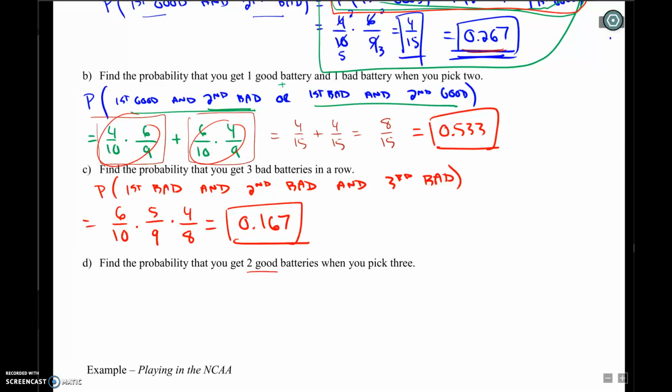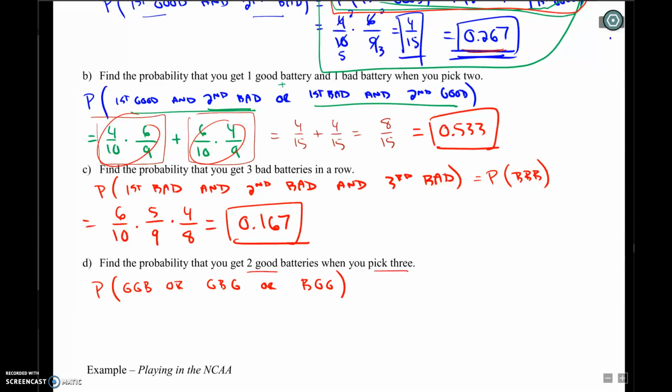Find the probability you get 2 good batteries when you pick 3. I'm going to shorten up my notation again. What I really want to say is the probability that the first is good and the second is good and the third is bad. I'm going to skip the ands to shorten it up. So this is the probability that the first is good and the second is good and the third is bad, or I get a good, bad, good, or I get a bad, good, good. So the idea here is there are 3 different ways to get 2 good batteries in 3.